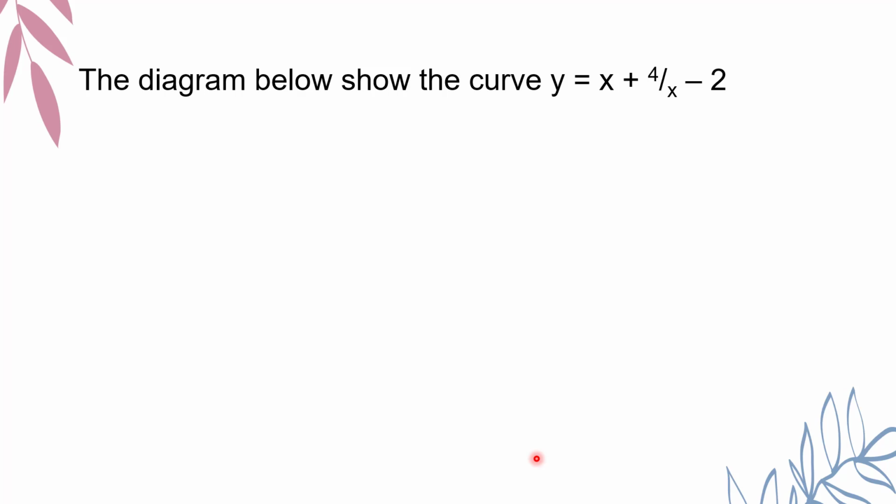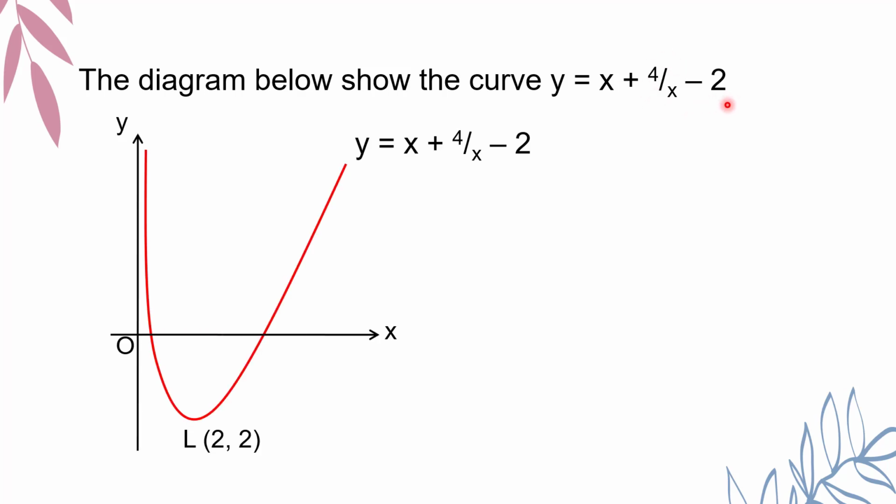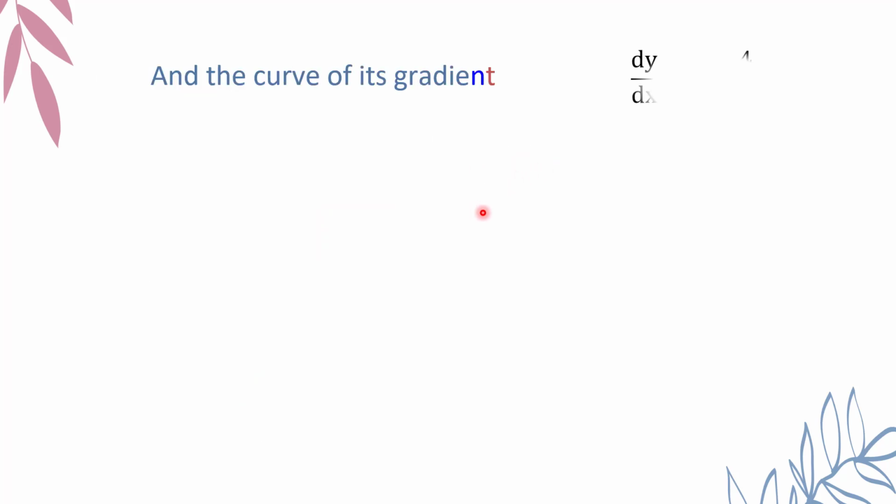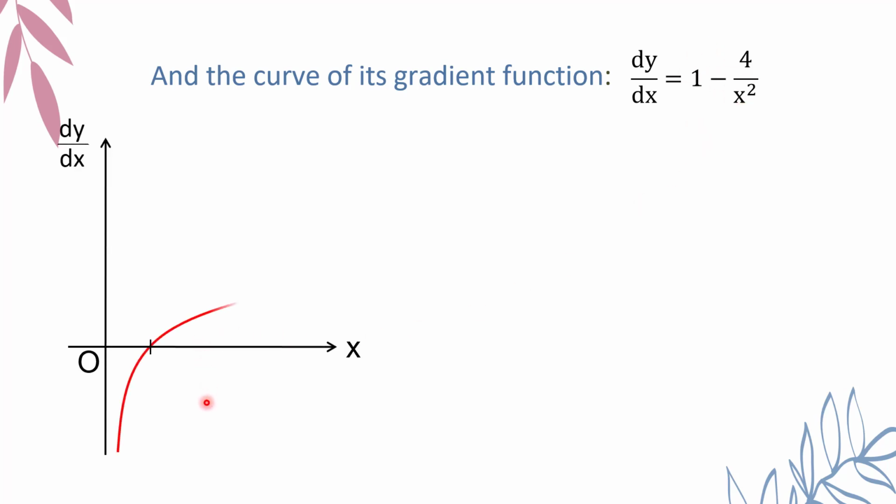So let's see the diagram below that is showing you the curve of y equals x plus 4 over x minus 2. We can see that it has one stationary point and the point L is a minimum point. If we want to find dy/dx, can you differentiate x plus 4 over x minus 2? So this is the result. The gradient function becomes 1 minus 4 over x squared. And let's sketch this graph and we obtain this curve.